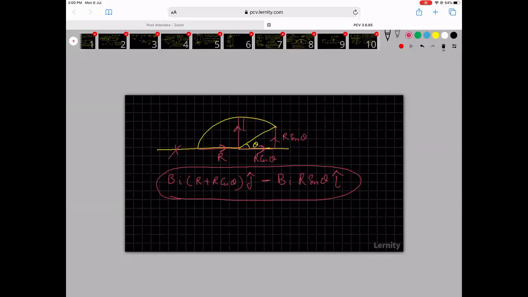So they can give you a wire bent at 180 degrees, bent at a right angle. So if there's a wire which is going from here and then it goes like this, now what is going to be the force? This is equal to up to here and then up to here. So it will become B I r j cap minus B I r i cap. That is the net force. Yeah, so whatever be the geometry, as long as it is part of a circle, you will be able to answer the question.